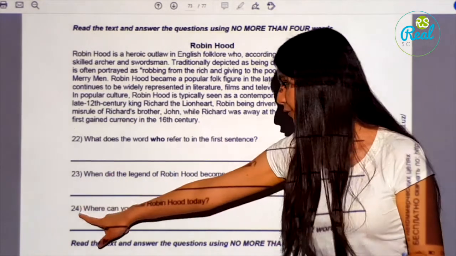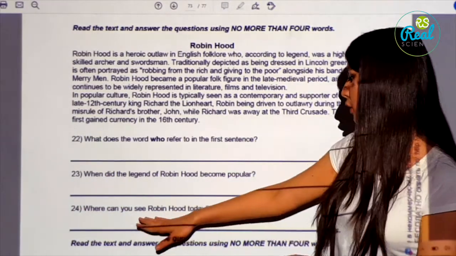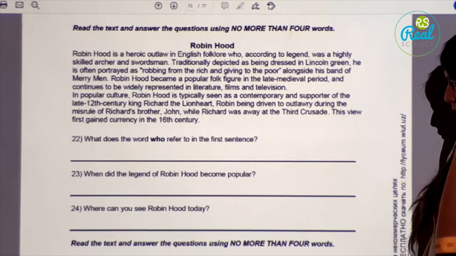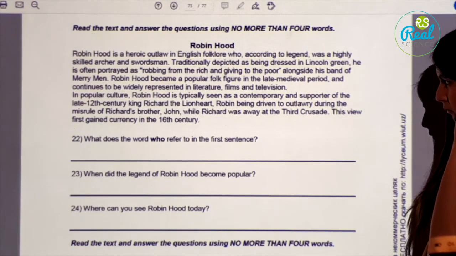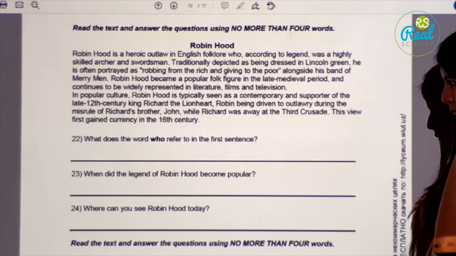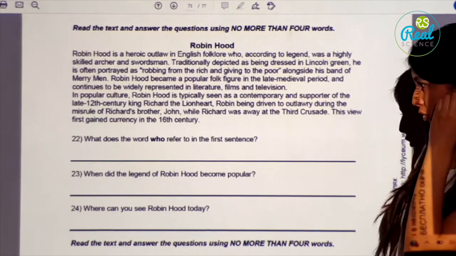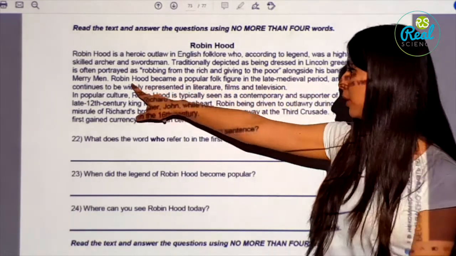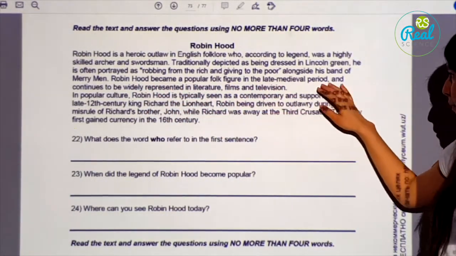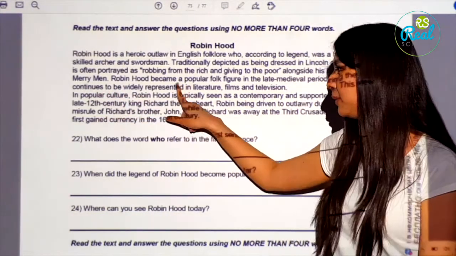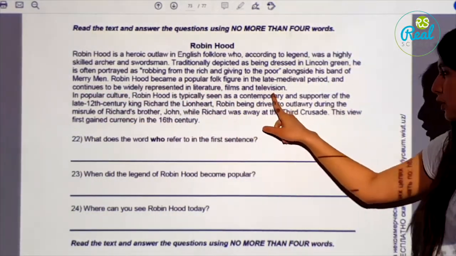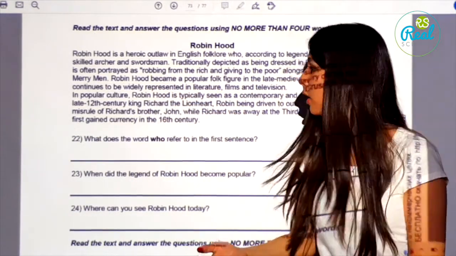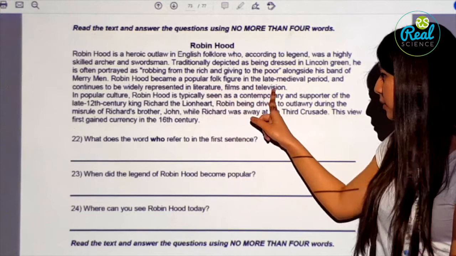So next one, where can you see Robin Hood today? In literature, film, and television. Okay, good job. So the answer you can see here, yes, guys. Robin Hood became a popular folk figure in the late medieval period and continues to be widely represented in literature, films, and television. So represented means demonstrated, shown. Yes? Okay.